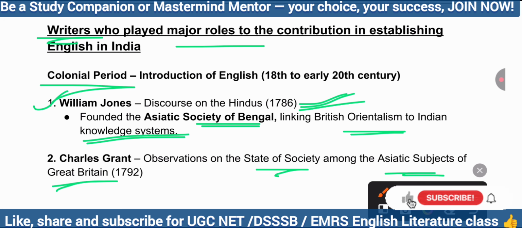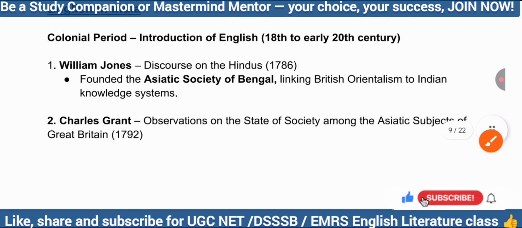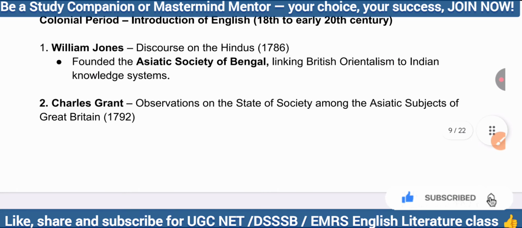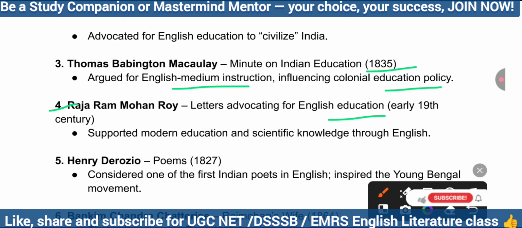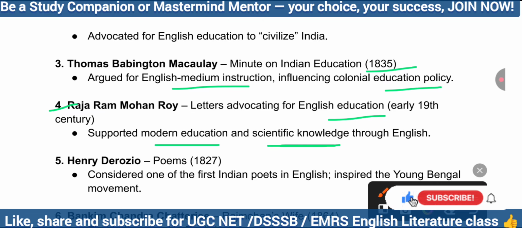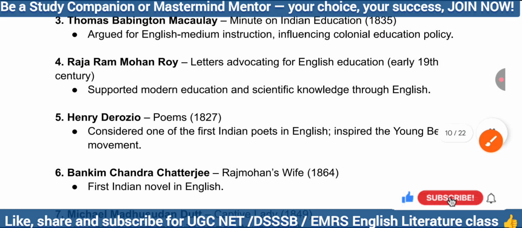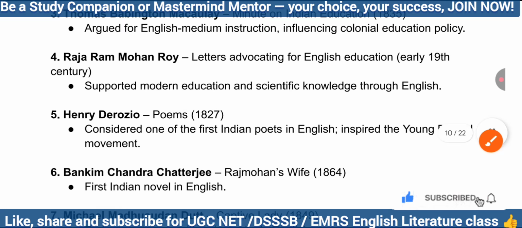In the colonial period, we have majorly William Jones and Charles Grant. Asiatic Society of Bengal, the work, remember, Discourse on the Hindus. Raja Ram Mohan Roy, letters advocating for English education in the early 19th century, and he also supported modern education and scientific knowledge through English. Okay, so he did not discard the English language.